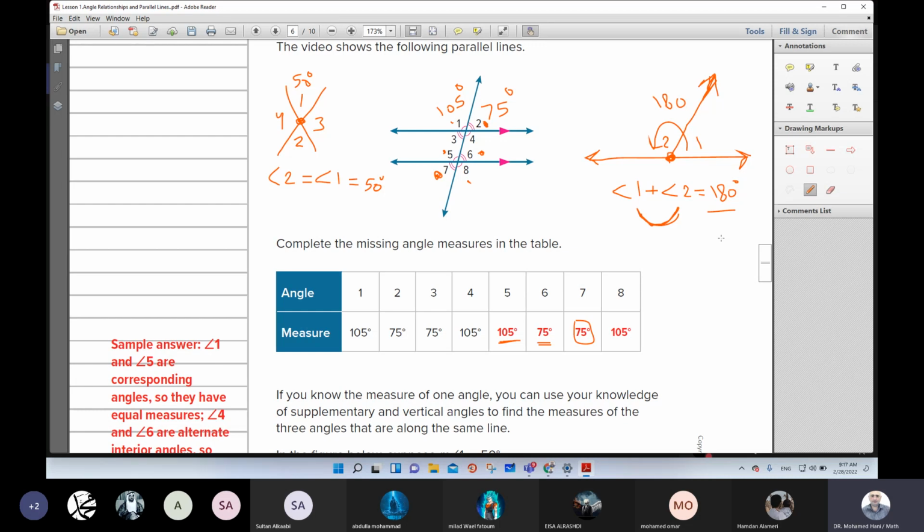And when the measure of two angles equals 90 degrees, like in this case, suppose here we have 30 and here we have 60, the measurement of angle 1 plus the measurement of angle 2 equals 90 degrees. So the name of the two angles here will be complementary. So supplementary means the measure will be 180. Complementary means the measure will be 90 degrees.